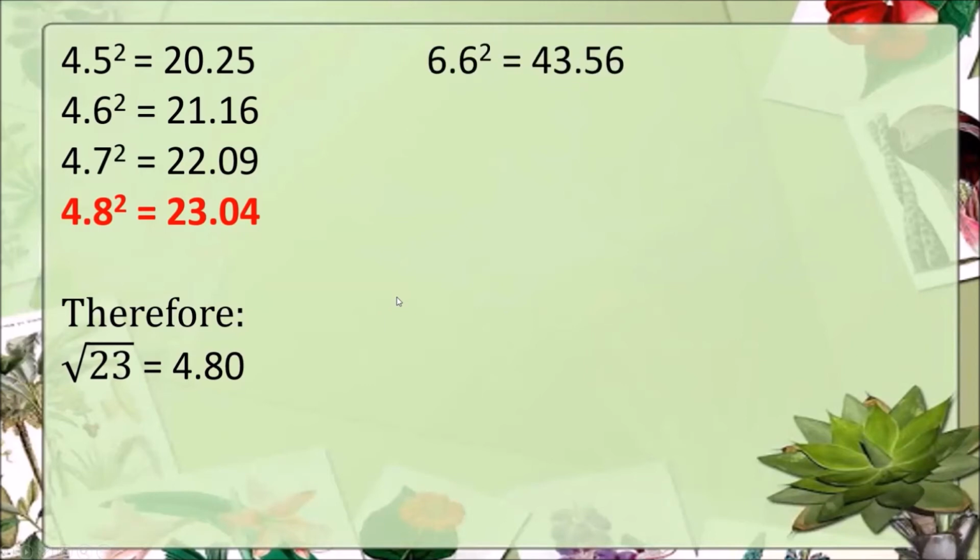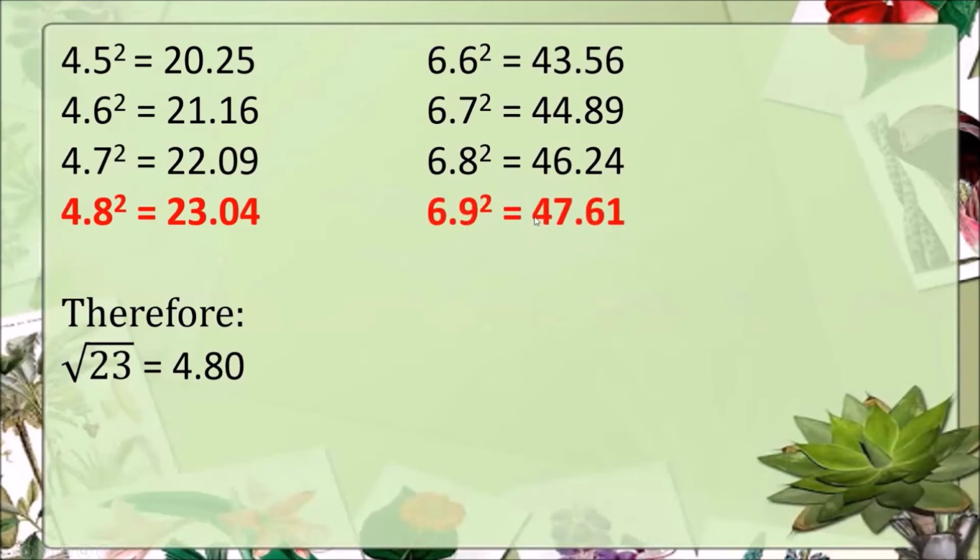And for square root of 48, 6.6 squared is equal to 43.56. And 6.7 squared is equal to 44.89. 6.8 squared is equal to 46.24. 6.9 squared is equal to 47.61. Pag diniretso natin, 7 na iyon, which is 49.